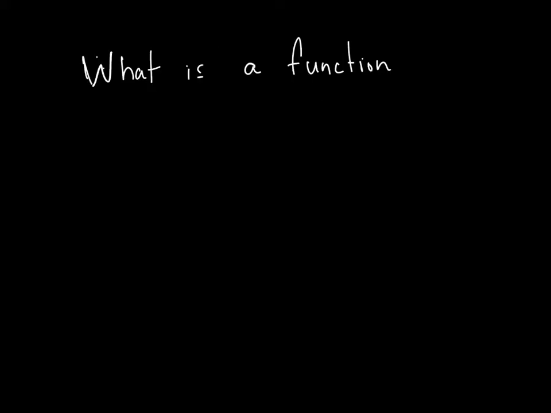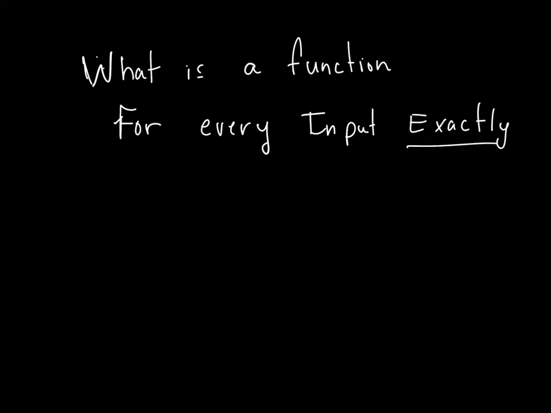and a function has one rule. We have for every input, we have exactly one output. And when I say it like that and then go back and say every input, that means for every x value, we have one output. That is my y value.